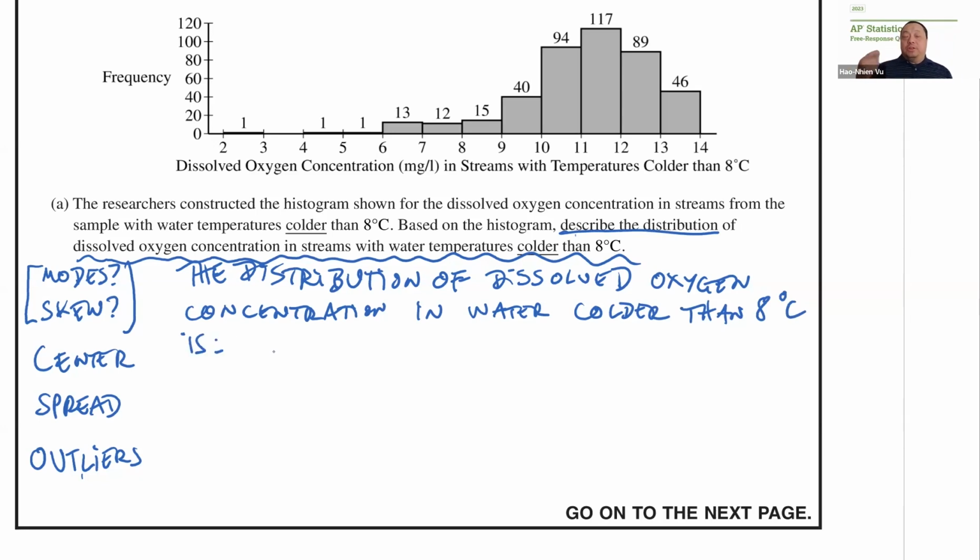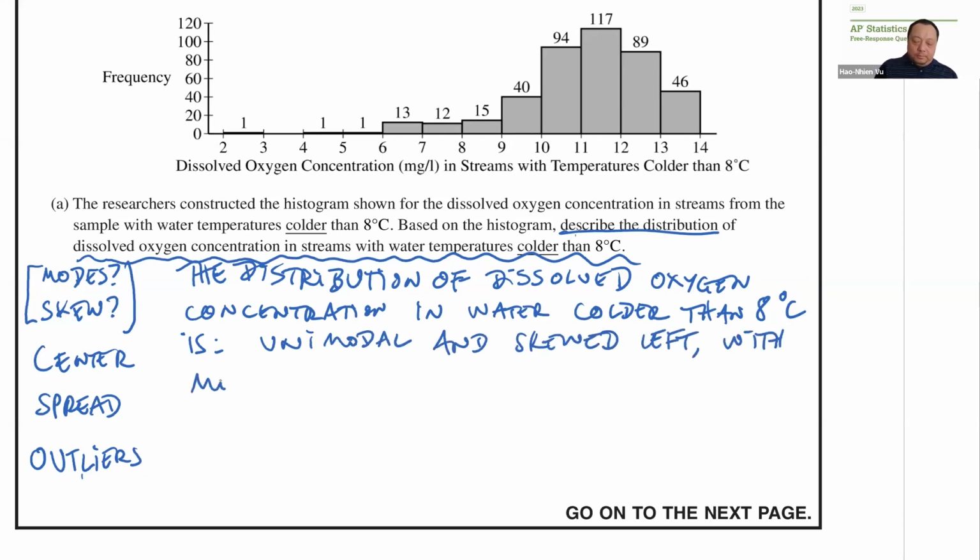The shape, modes, and skewness is unimodal, one mode here, and is skewed to the left. The mode is here, and the rounded number for that is 11. But really, because it's a decimal, it's really between 11 and 12.